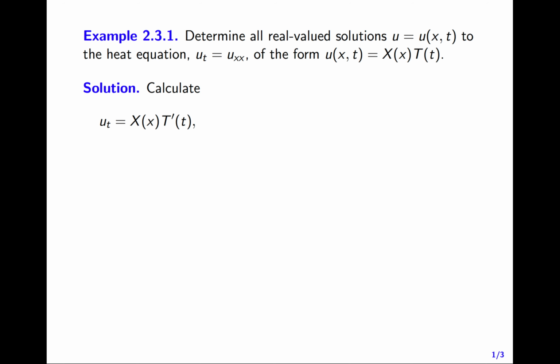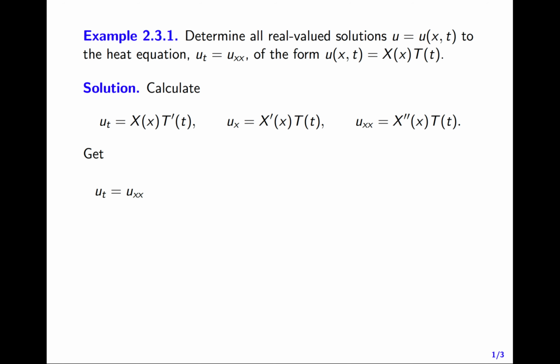As always with product solutions, we figure out all the derivatives that we need in the problem. So we have u_t equals capital X(x) times capital T prime(t). First x derivative u_x is capital X prime(x) times capital T(t). Second x derivative u_xx is capital X double prime(x) times capital T(t). So we'll plug all those derivatives into our heat equation.